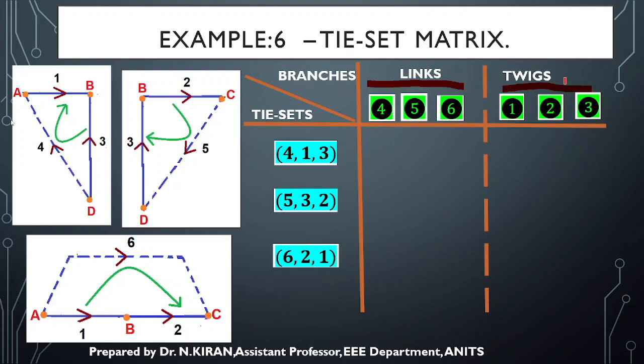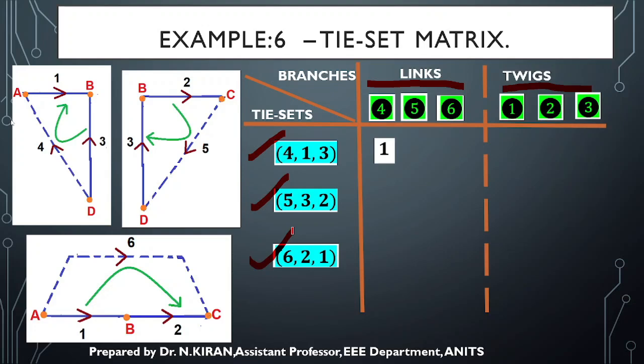And you can see clearly, since the order is 4, 5, 6, the tie set related to fourth link is 4, 1, 3, the tie set related to fifth link is 5, 3, 2, and the tie set related to sixth link is 6, 2, 1. So now if it has same direction, it is +1. If it has opposite direction, -1. If they have no relation, 0.